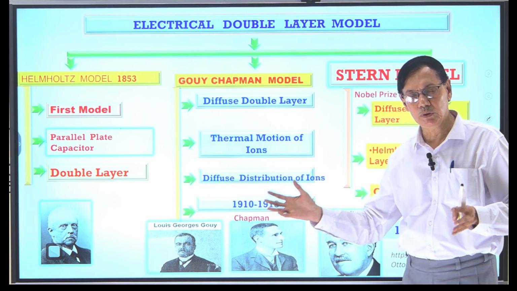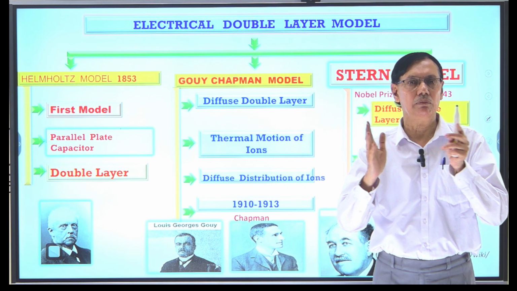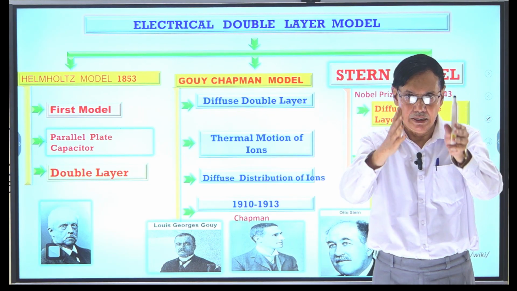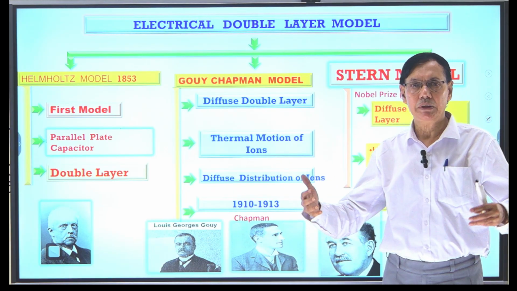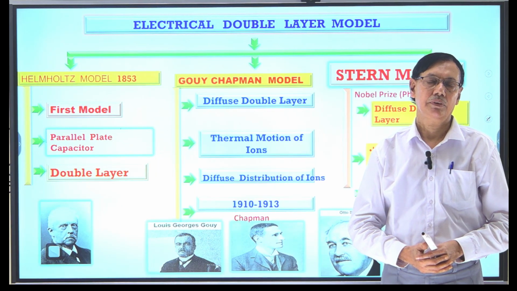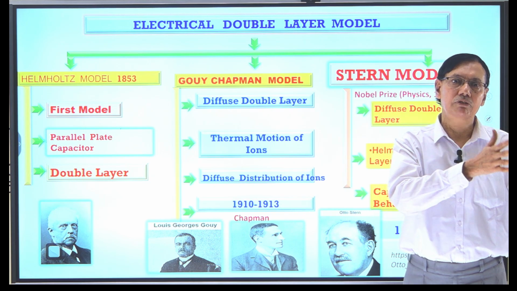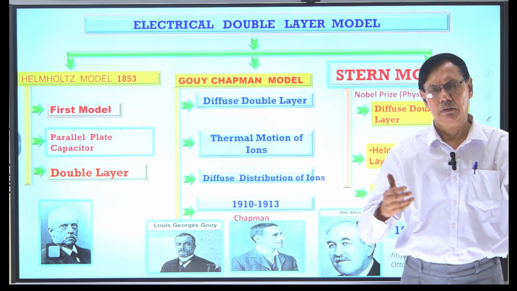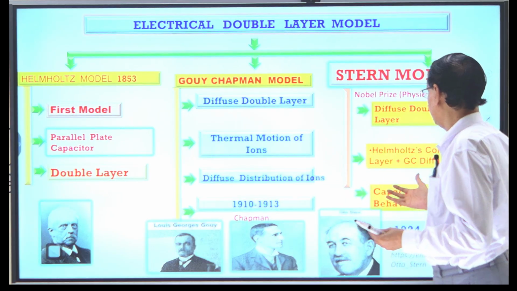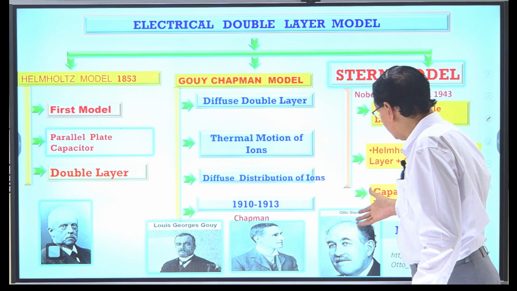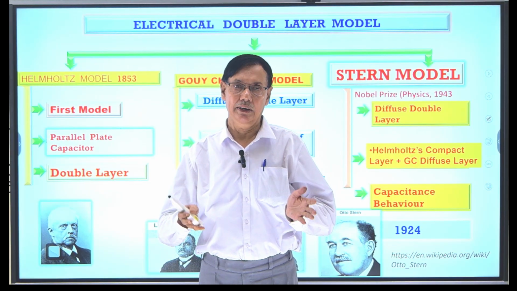In Helmholtz theory, we consider it is a compact layer. There is no thermal motion. It is just like a parallel capacitor. Whereas Gouy and Chapman, there is a diffuse double layer. So Stern theory में compact layer भी रहेगा और diffuse double layer भी. And there are other combinations. I will explain these things. So that is the main theory of all these things. But all these three are considered as electrical double layer.